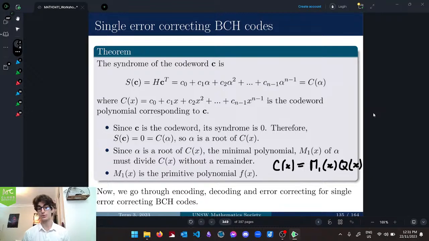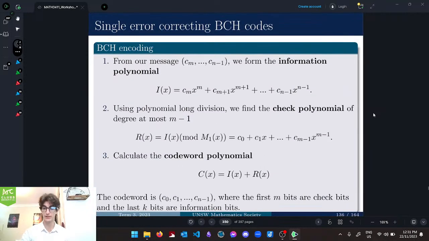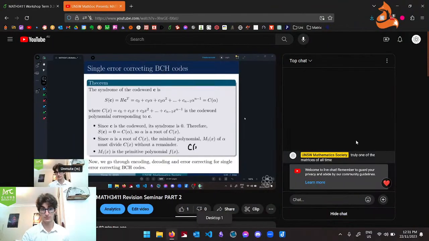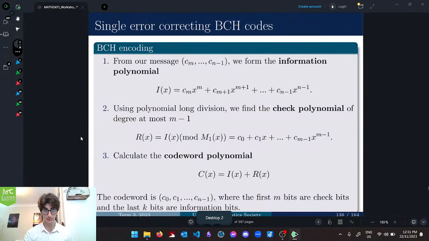Okay, so now we'll go through encoding, decoding, and error correcting for single error correcting BCH codes. Before we do that, I will just check. Nope, no one has any complaints about the sound.